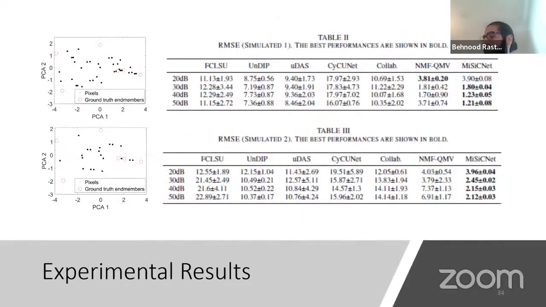Okay, here are some results. I'll try to go quickly over them. You can see the comparison for two different scenarios that we already discussed, both of them no-pure-pixel scenarios. This is the difficult scenario where you have only one pixel. So these are two different simulated datasets, and you see a comparison of some of the techniques that I talked about. I didn't talk about UDAS and SiteUnit. We will talk later about CoLab in sparse unmixing. This is the overall abundance RMSE for different signal-to-noise ratios for the two different cases.